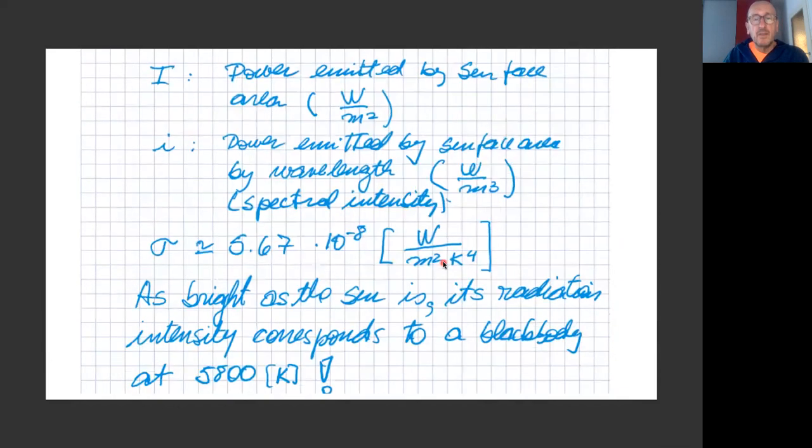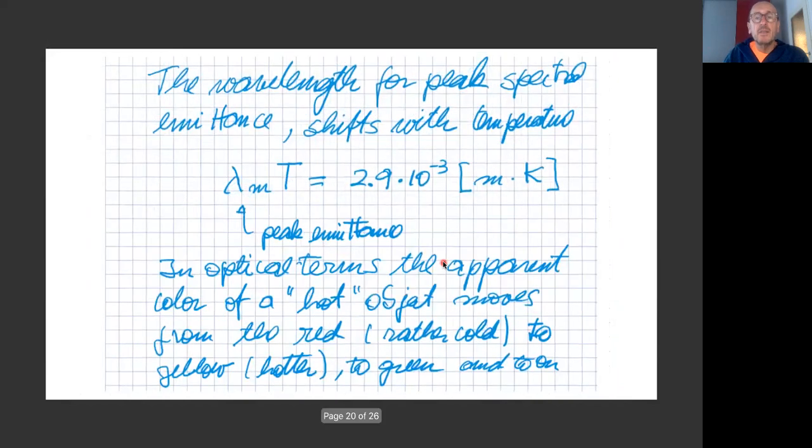So there's another interesting piece of evidence here. This is called Wien's law, W-I-E-N law, which shows how the wavelength for the maximum intensity shifts with temperature. The product of the wavelength for the maximum intensity times the temperature is a constant.